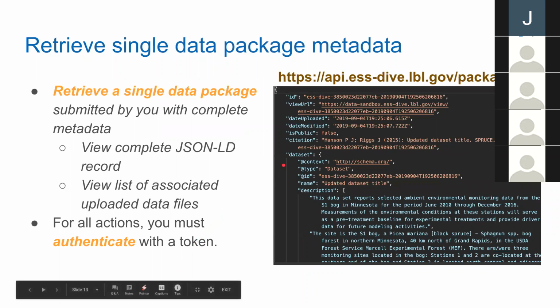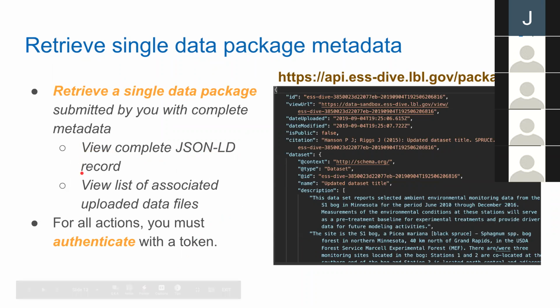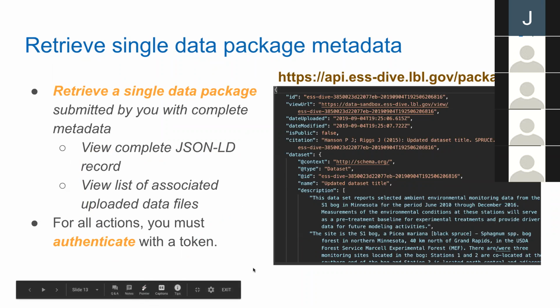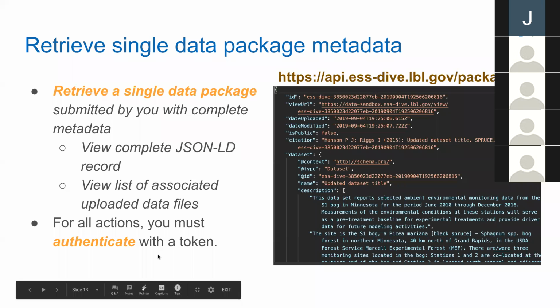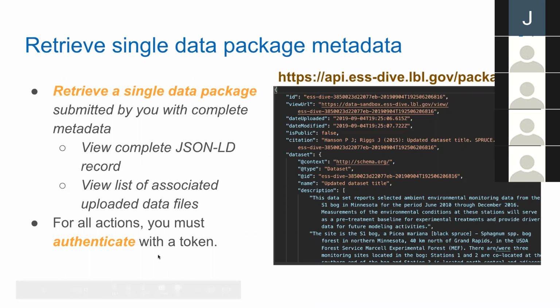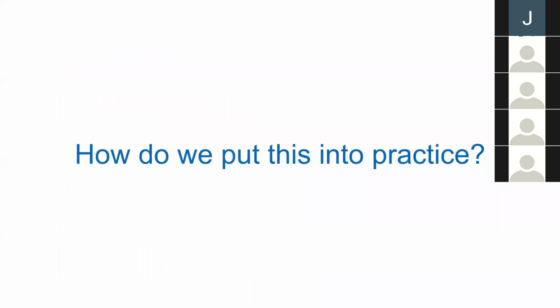And finally, you can retrieve a single data package. We've recently updated this with the ability to view the complete JSON-LD metadata record. So you can see everything that you've submitted in that original submission, whether that's via the API or via the UI, you're able to access that via the API. You can see all the data files associated with that, which is very useful. Maybe you realized you forgot one and use the update.